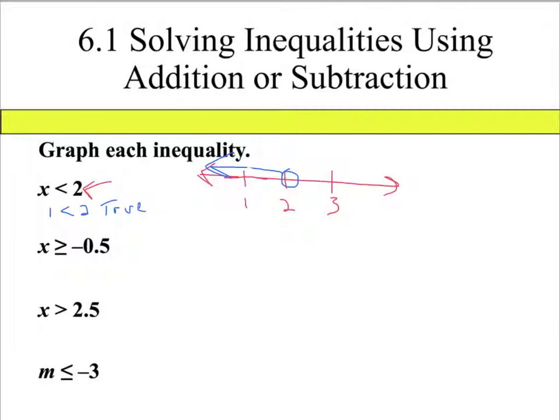All right, next one. x is greater than or equal to negative 0.5, then you have x is greater than 2.5, and then m is less than or equal to negative 3. So give this one a shot, all 3 of these, and see if you can come up with the answer.